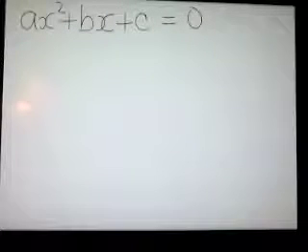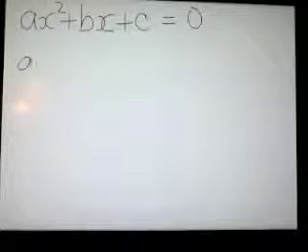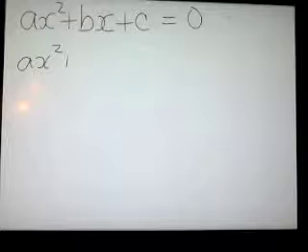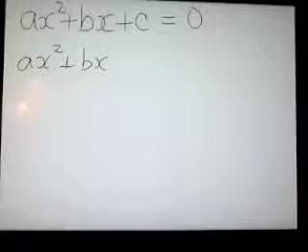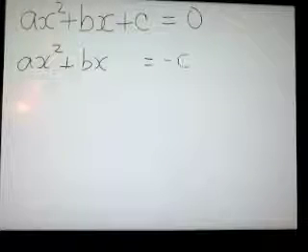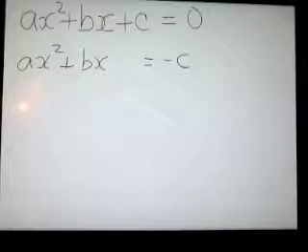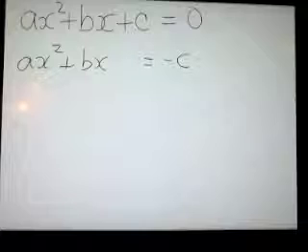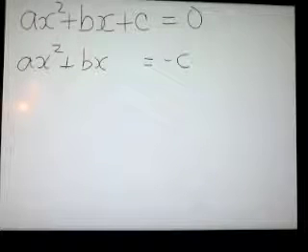Here's how this works. What I'm going to do first is, if you remember, we have to move c, any constants, to the other side. So you have ax squared plus bx equals negative c. Remember, a, b, and c are just fractions or whole number constants, so just keep that in mind.